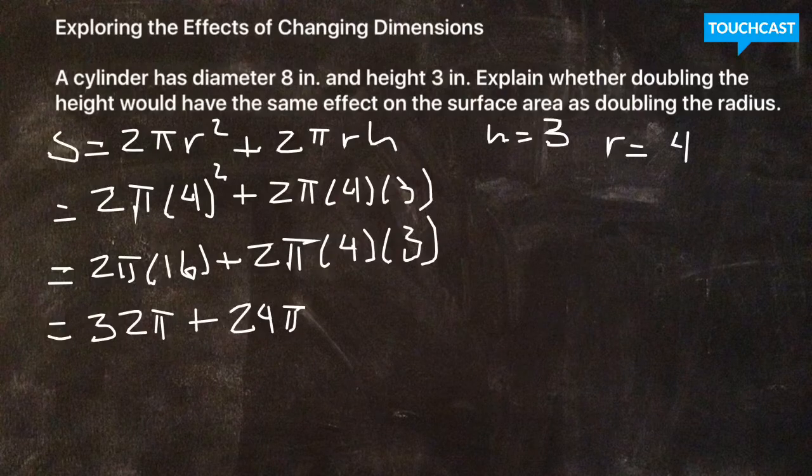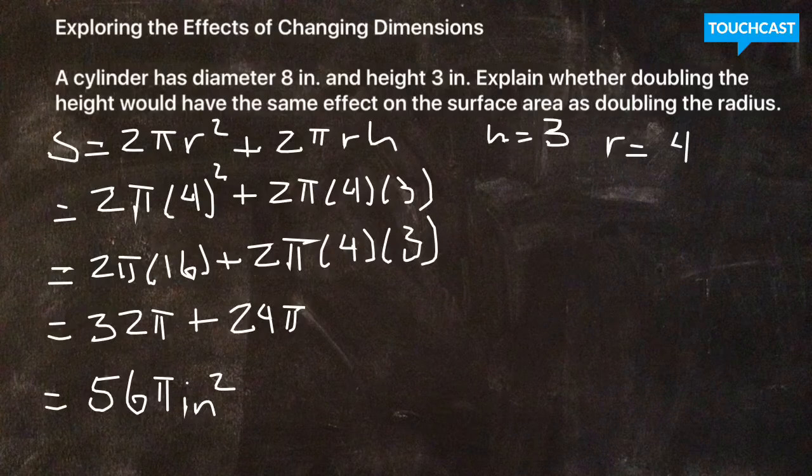Now we can just add those two numbers that are in front of the pi's to get 56 pi inches squared. And we can leave it in terms of pi because we just want to know how that number in front of pi changes when we double the dimensions.